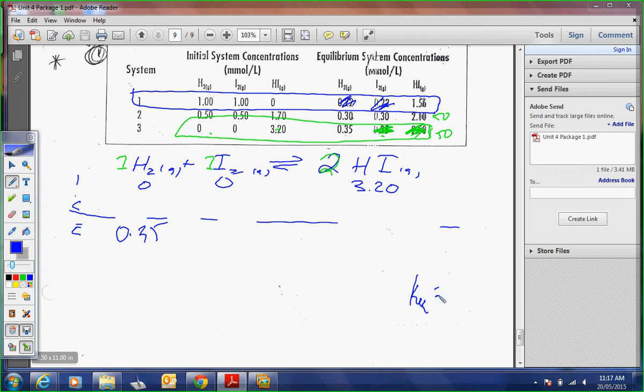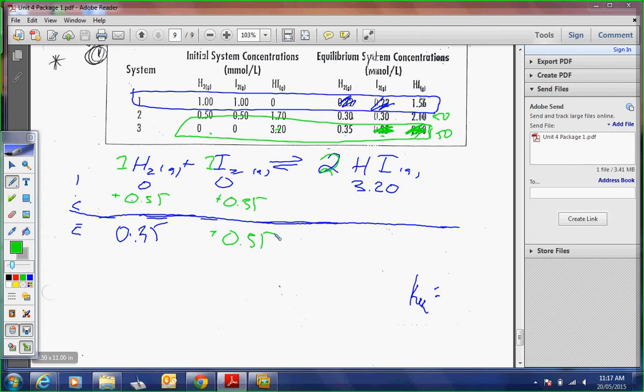So you set up the ICE table, it looks like this, and then you have to think about your changes. So this is what I have at equilibrium. How much did it change by? I added 0.35 to the situation. And if I made 0.35 of that, I must have also made 0.35 of the iodine. Or decomposed into, doesn't matter. And so therefore this is also 0.35.